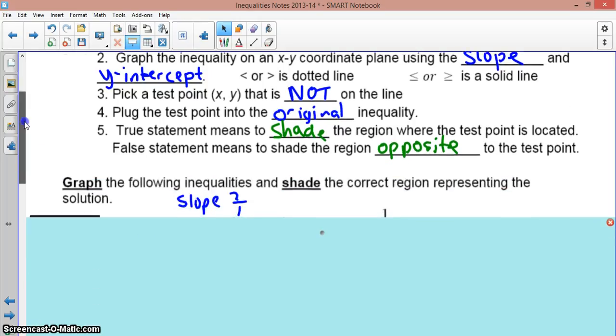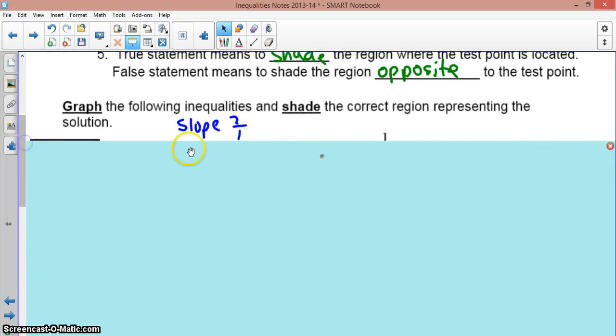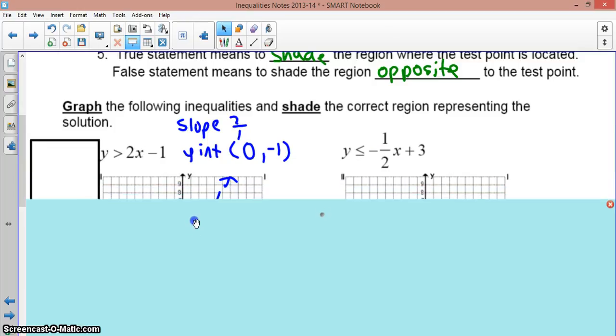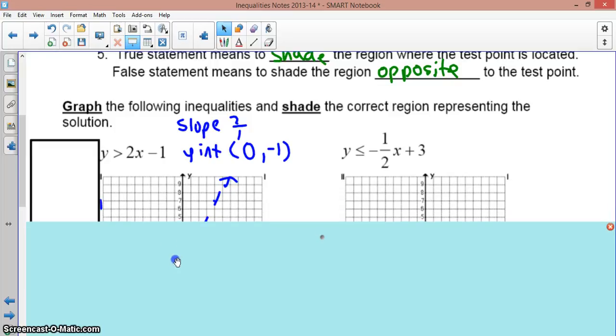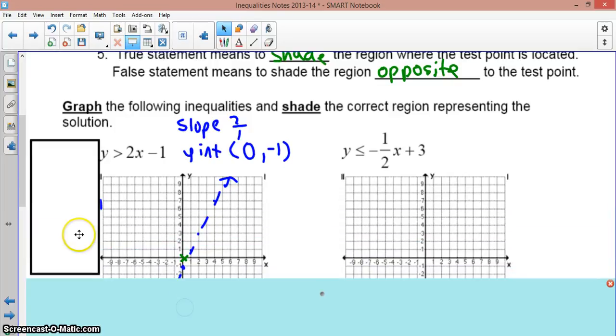Alright, so here's our example. We have y is greater than 2x minus 1, so just using normal linear graphing, we know our slope is 2 over 1, my y-intercept is (0, -1). And since I have less sign here, I got less line, according to my rap, right? So, less sign, I need a dotted line, less line.